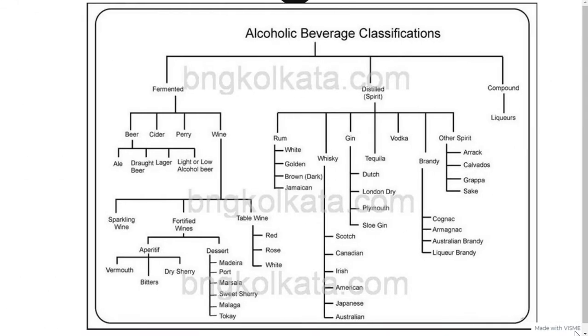Moving ahead, we have a chart of the classification of alcoholic beverages. Alcoholic beverages can be classified as fermented, distilled, and compound. Under fermented, the first one is beer. Beer is a beverage which is brewed and fermented.